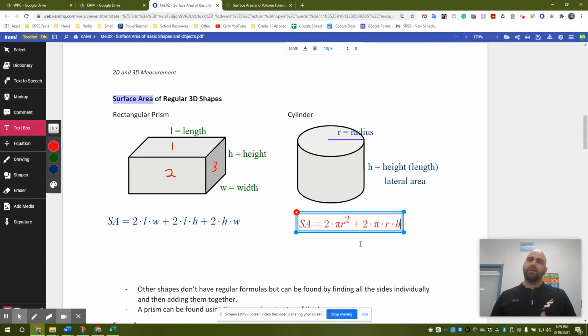So to find the surface area of a cylinder, we do 2 times pi times r squared, and then we add 2 times pi times rh. Now, the 2 pi r squared is our top and bottom, so if we don't need that, we don't need to include it. This is our lateral area, so that is just the outside piece.